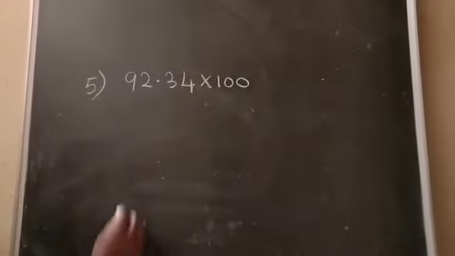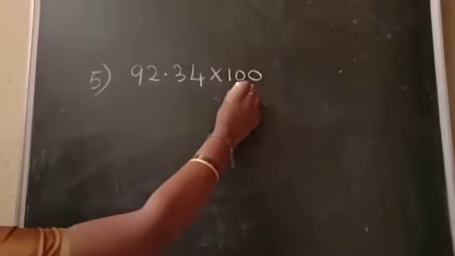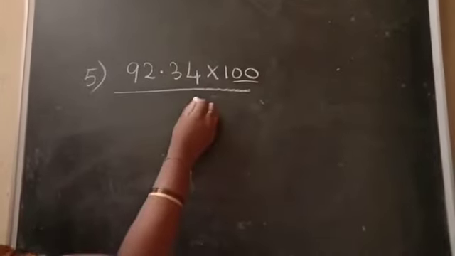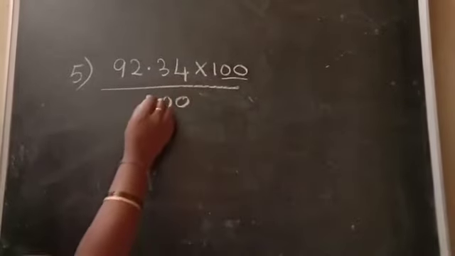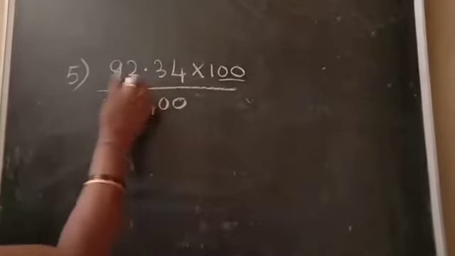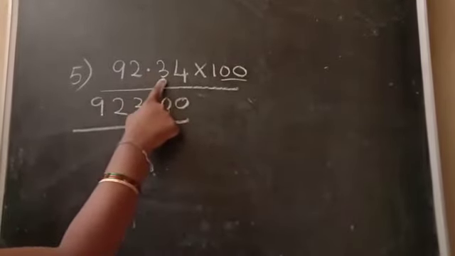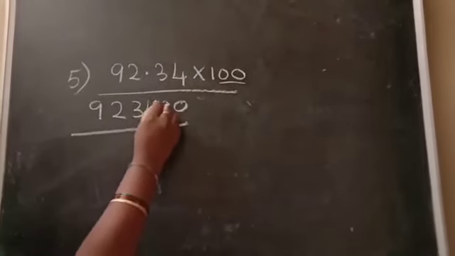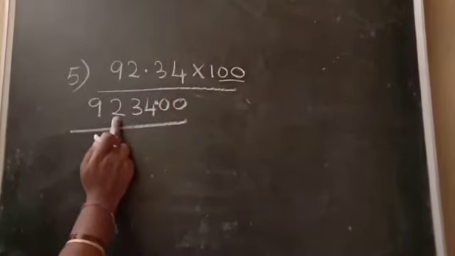The example is 92.34 into 100. When we multiply with 10, 100, 1000 and all, these 0s we can write directly like this. 1 into any number, the same number will be there. 1 4s are 4, 1 3s are 3, 1 2s are 2, 1 9s are 9. In the question, we have 2 decimal digits. So, in the answer also, we have to leave the 2 digits here, keep the decimal place here. So, our answer is 9,234.